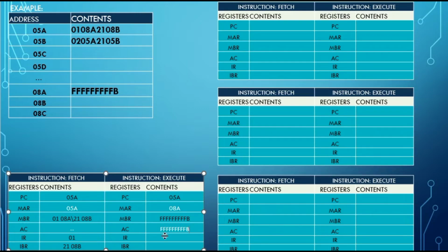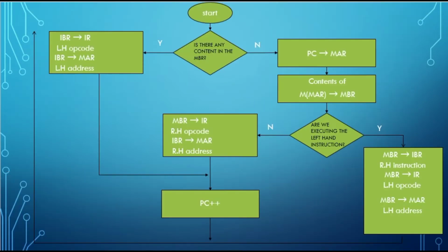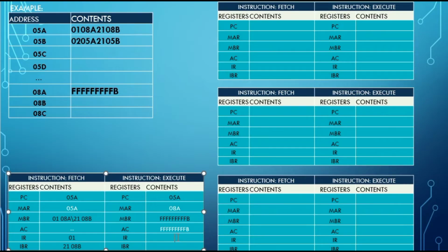So we executed that instruction, and then we go to this guy here. Are we executing the left-hand instruction? Yeah, we are done with executing the left-hand instruction. So we're going to go to this instruction here and say the right-hand opcode is going to go to the instruction register, and our right-hand opcode is 21, like so, right? Good. So now we are done with this 08A. So now we're going to go to this next instruction. So on the bottom there, we're just going to say 2108B. So let's just put a space there.